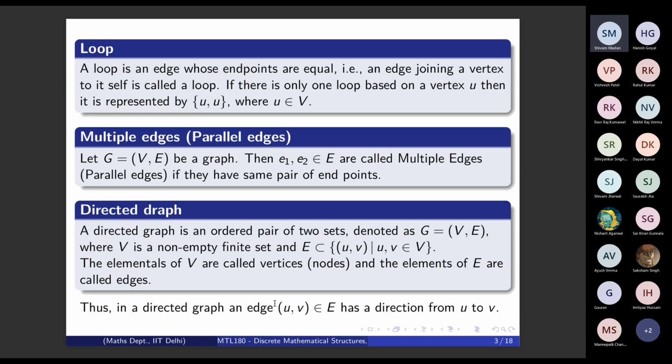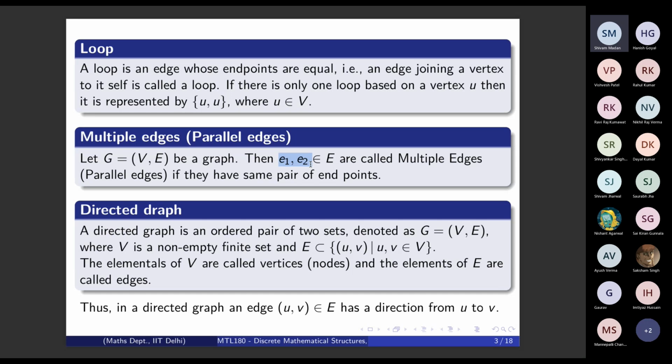And what are multiple edges or parallel edges? Suppose you have two vertices, say U and V. Then E1 and E2 are called multiple edges or parallel edges if they have the same endpoints. That means if you draw two edges between u and v, it is not necessarily a straight line; you can choose a curve as well. If you join u and v by two curves, starting from u and ending at v, they are called parallel edges.